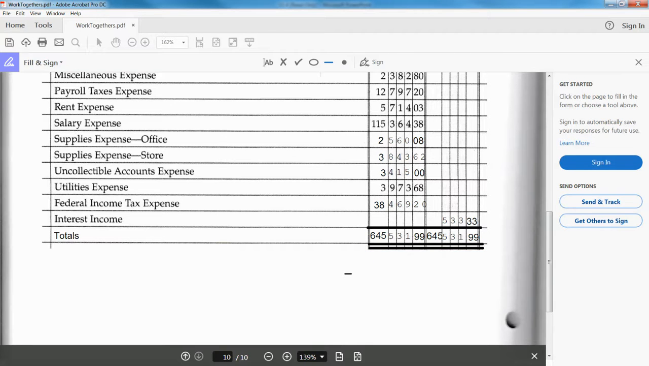And then we are done with 15.4. Sorry that was such a long one, guys. Go ahead and do that on your own, and the answer key will be posted. Good luck. Let me know if you need any help.